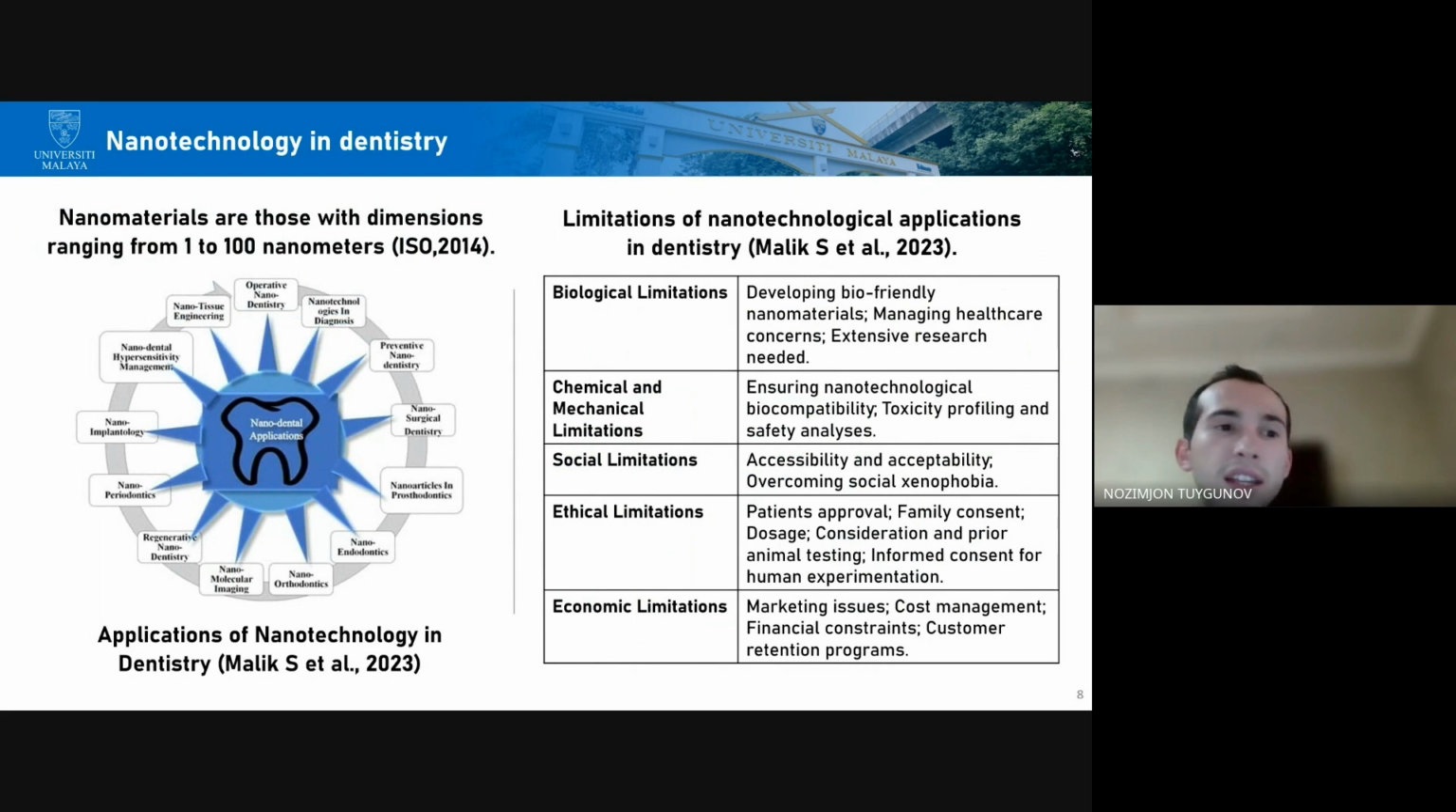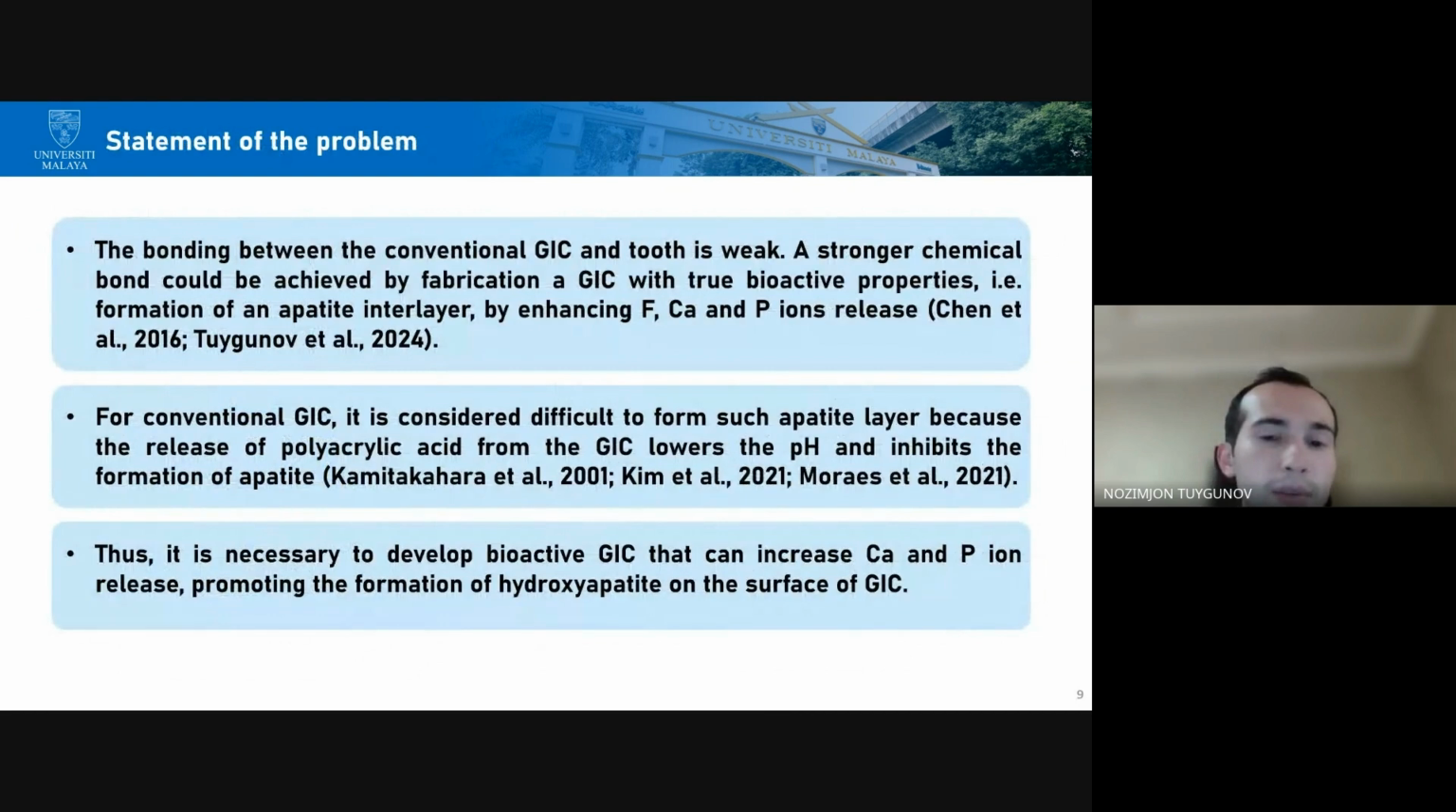Now, nanotechnology in dentistry. Based on the ISO standard, nanotechnologies involve particles and materials whose dimension is from 1 up to 100 nanometers. The limitations of nanotechnologies are as follows: biological, chemical, mechanical, social, ethical, and economical limitations as well. Now, the statement of the problem.